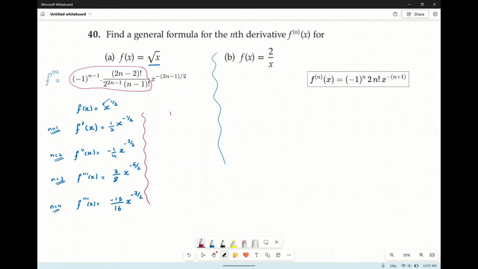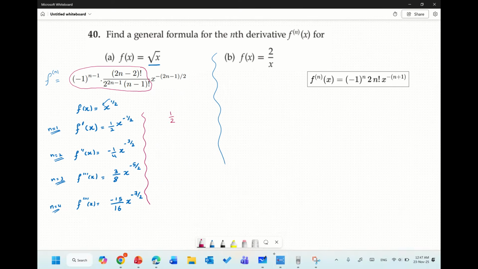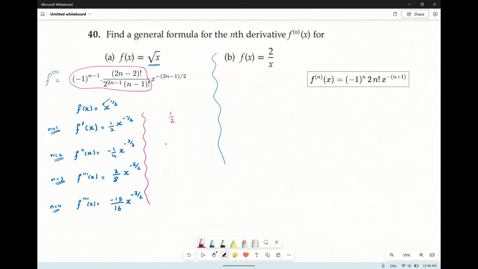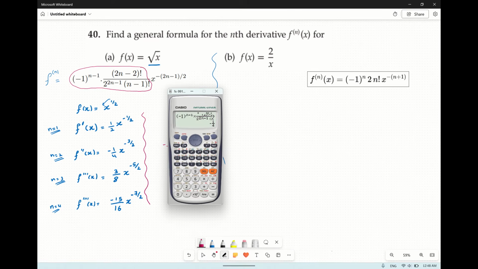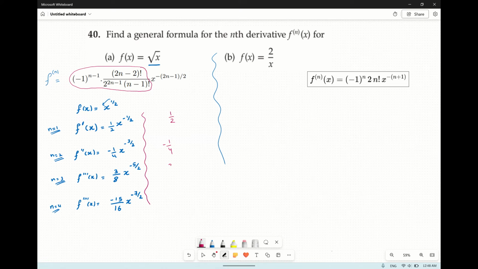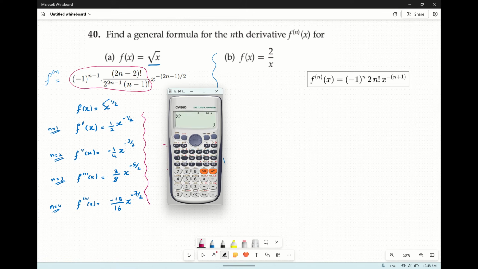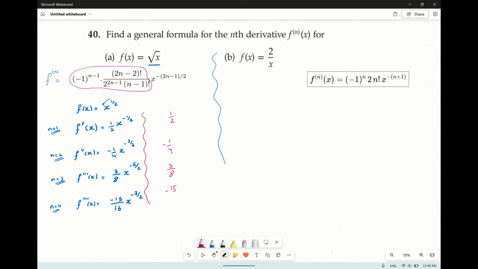I get half. Now I repeat the same thing. I click calculate, but now for n equal to 2. I click equal, I got minus 1 over 4. Now again I click calculate, I put 3, I got 3 over 8. Now I click calculate and I put 4. Now I got negative 15 over 16. So now I notice that these numbers are all correct.